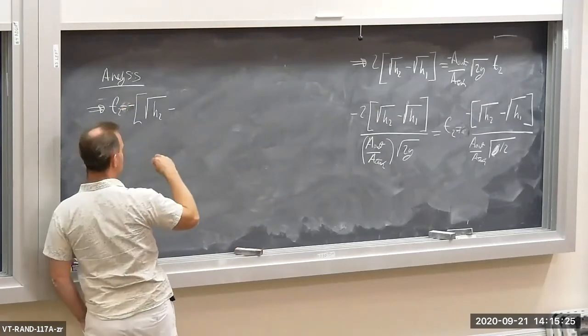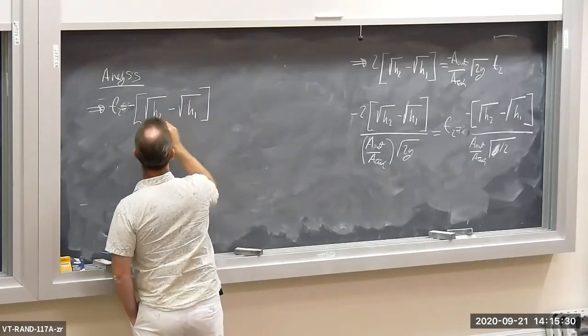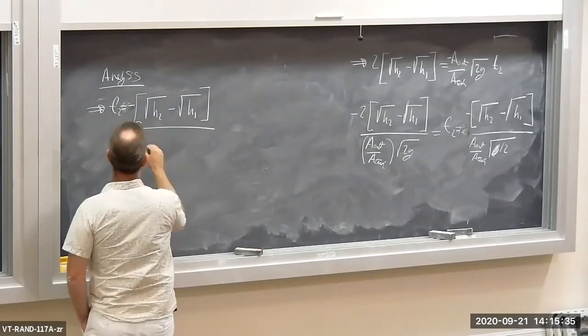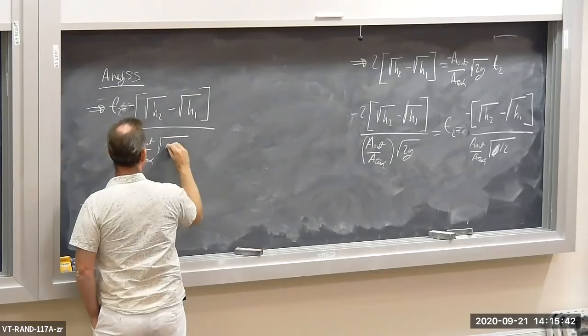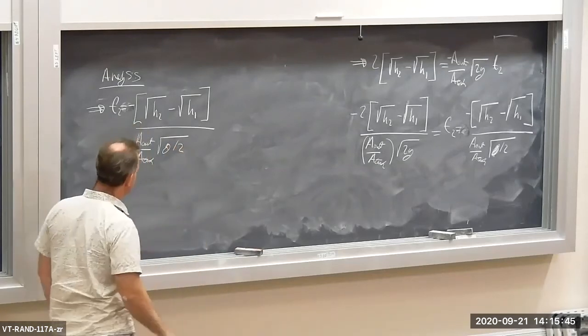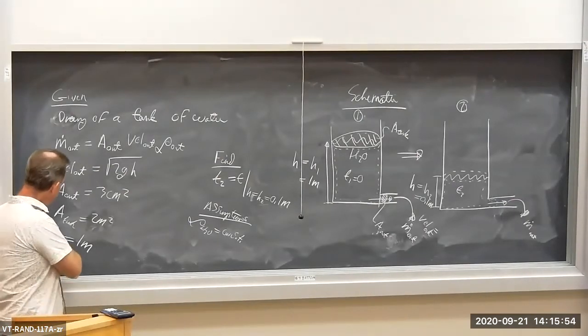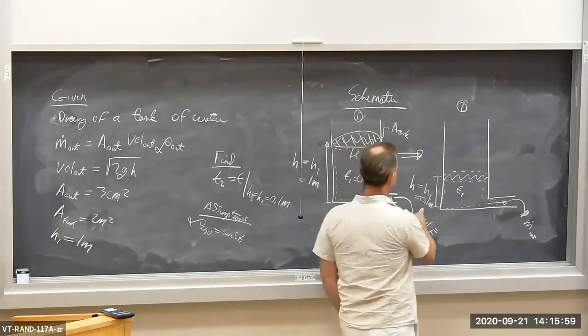There's my negative sign, square root h2 minus square root h1. Negative sign, okay? And then I have area out over the tank area, square root of gravitational constant divided by 2. Now, we have the heights. We have the height h1, which is 1 meter. The height h2, which is 0.1 meters.